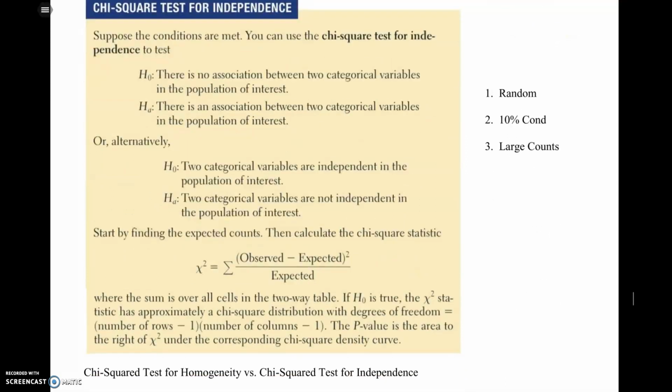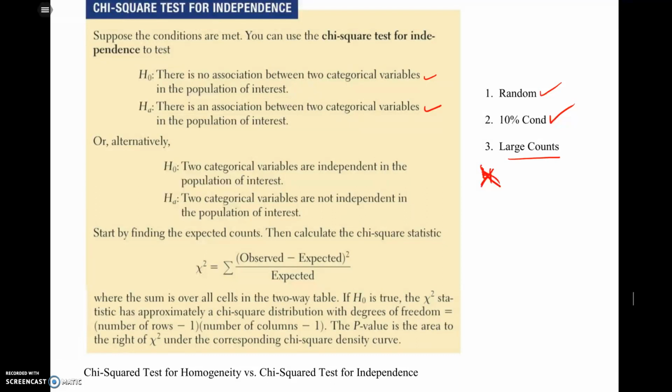Mechanics are the same. The only thing that's different is how we word the null and alternate hypothesis. Also, there's no fourth check because we only have one sample. So the checks are random: your one sample needs to be random, your one sample needs to pass the 10% condition, and all your expected counts need to be greater than or equal to 5. That hasn't changed. There's no fourth check because you only have one sample.